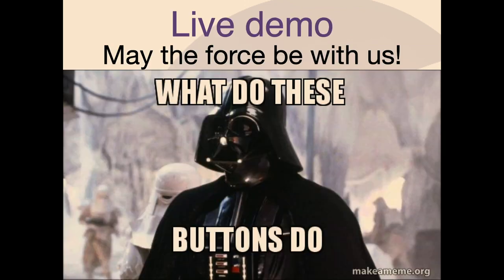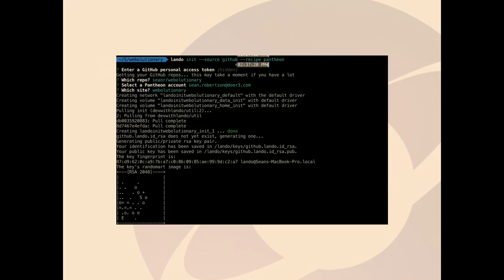This was going to include a live demo, but since that didn't quite work, to show you, this is an example of running lando init. Source being a GitHub repo, and the recipe is Pantheon. And then I have said which repo, which Pantheon account, which site, and by the way, for the site it'll actually give you the options of all the ones available. And then hit enter, and it goes ahead and connects and pulls everything down.